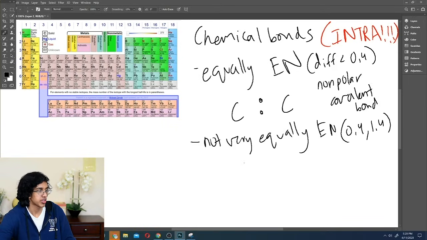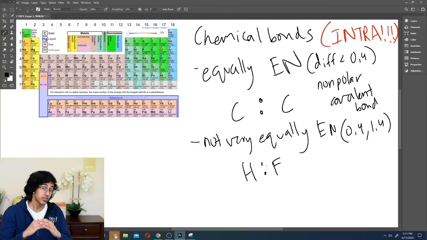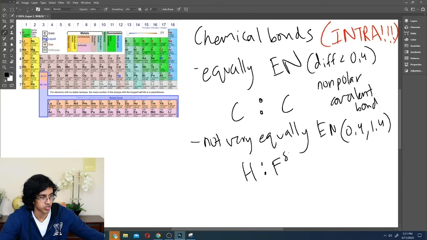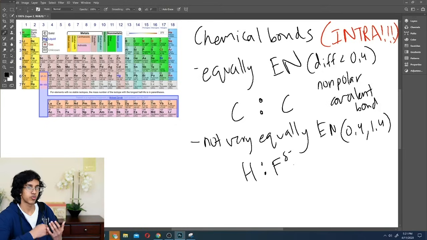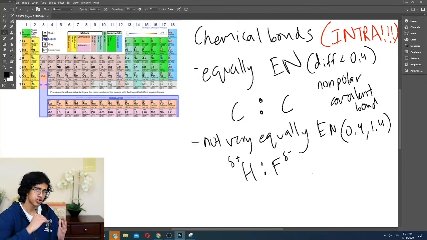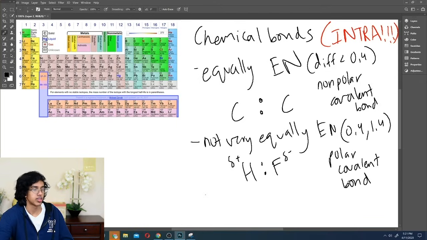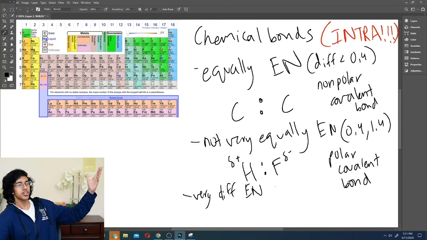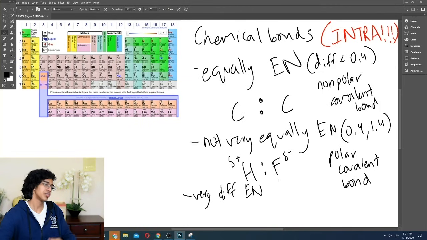Then basically you can have like H and F, and then they're bonded like this. However, the problem here is that fluorine has a significantly higher electronegativity than hydrogen. So fluorine starts yanking these electrons over this way. So basically fluorine gets a tiny negative charge because it's keeping the electrons for a longer time than hydrogen is, and hydrogen gets a positive charge over here. And because you're shifting over the charge to one pole, but it's still a covalent bond, we call it a polar covalent bond. And then the last case, as you might expect, is very different electronegativity. So in this case, you could guess what it is. It's greater than 1.4.